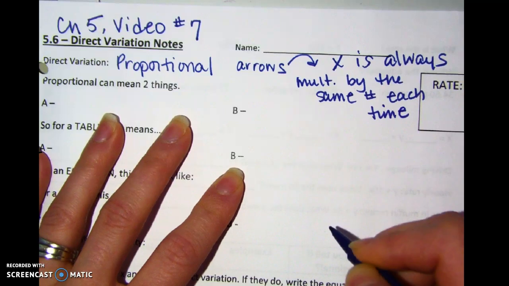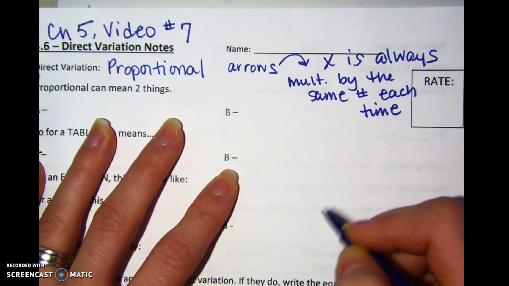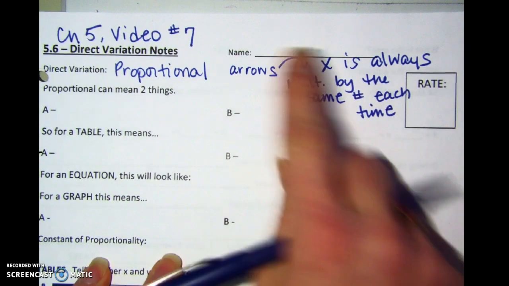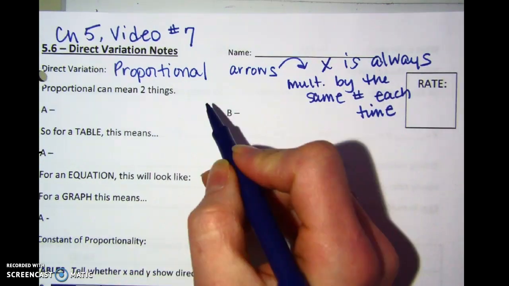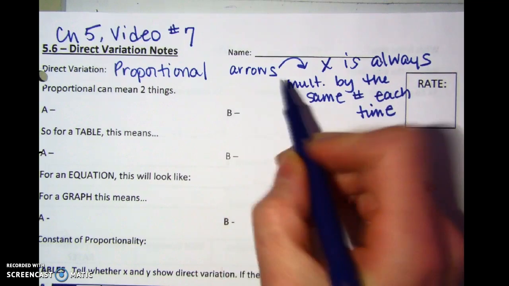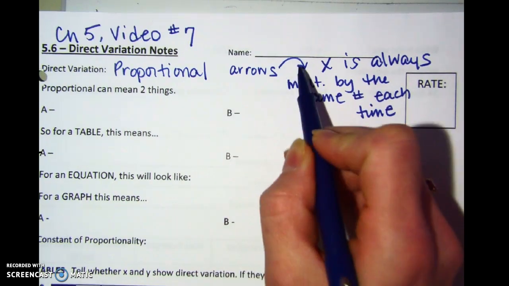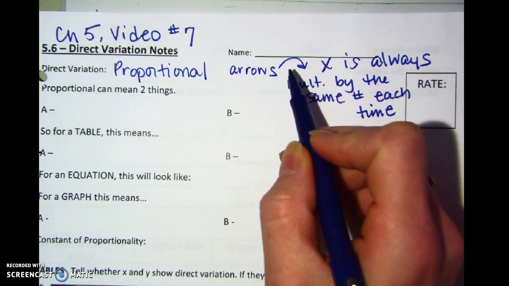Okay, so one thing to think about when we talk about proportional or direct variation is if you can find those arrows and say, oh, yep, every time, looking at a chart or a table or points, x is always being multiplied by 2 or x is always being multiplied by 3. Having that idea of those arrows is going to help us.